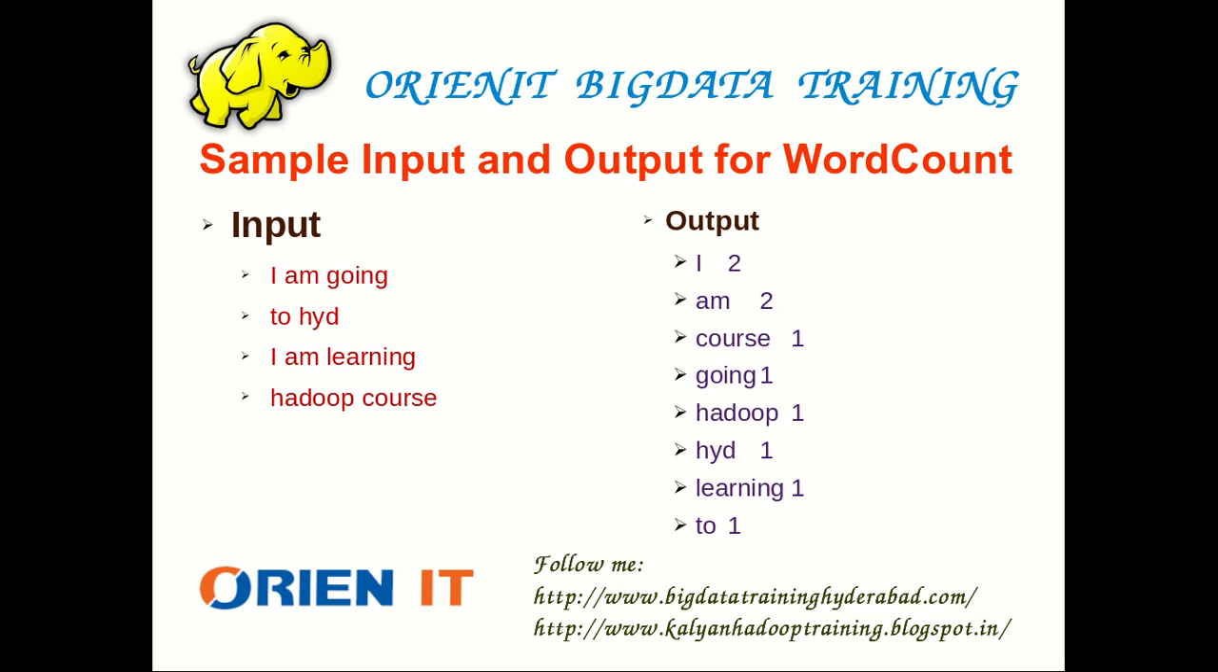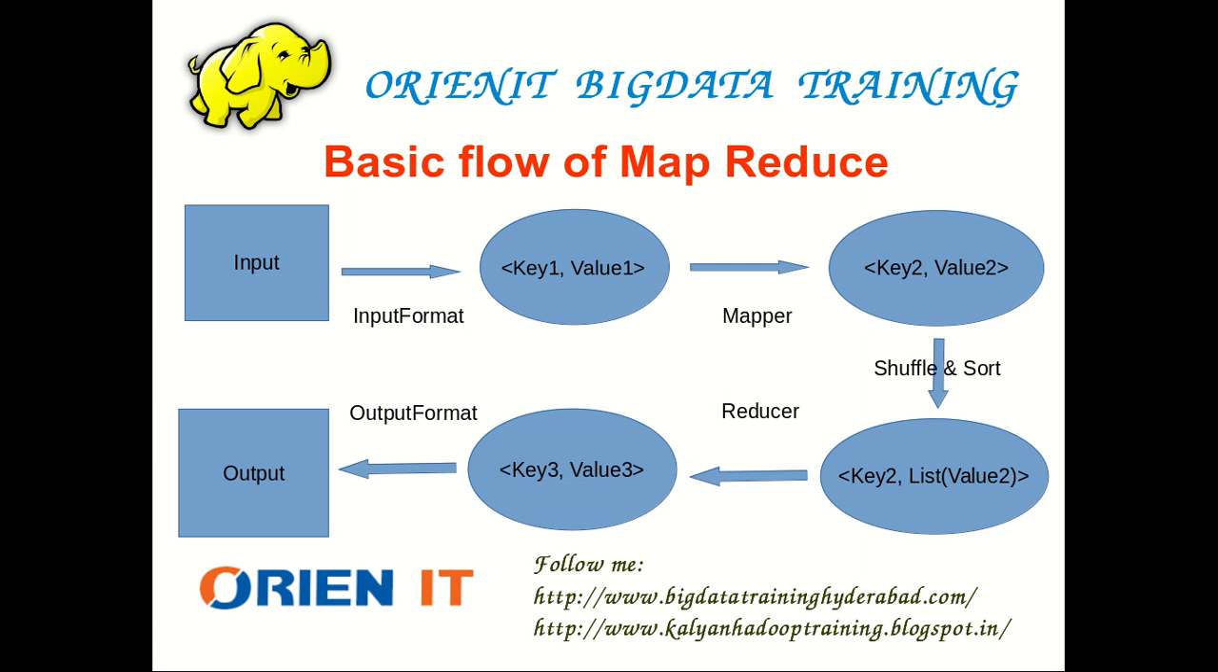And whatever words we get, we'll assign a count to each word. That is one step. Once we are done with this, we'll write this entire part in the mapper phase. Once that is completed, we'll get a list of values. So once I have that, we need to write the reducer logic.